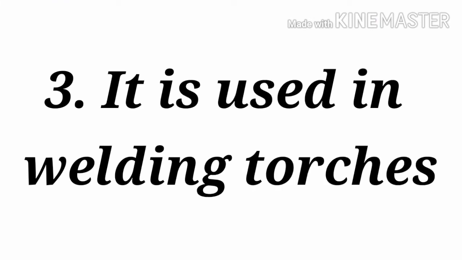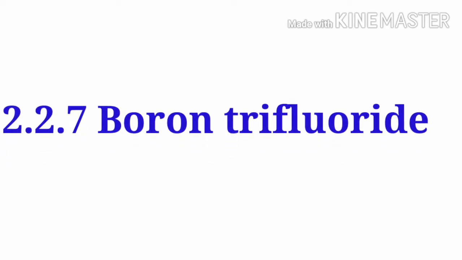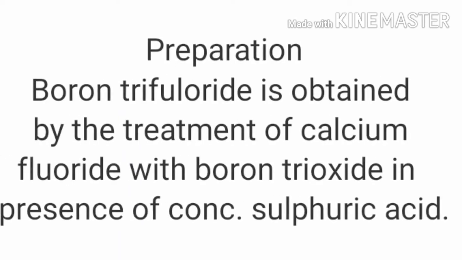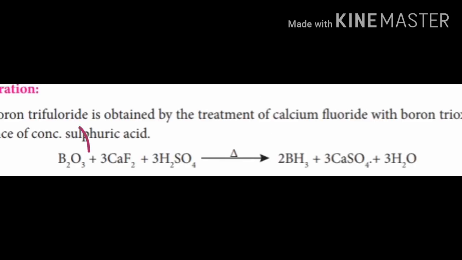Third use, it is used in the welding torches. These welding torches, they mainly used to cut hard metals. You can see in the diagram. Then boron trifluoride. The formula is BF3. It is prepared how? Boron trifluoride is obtained by the treatment of calcium fluoride with boron trioxide in the presence of concentrated sulfuric acid. See the equation.